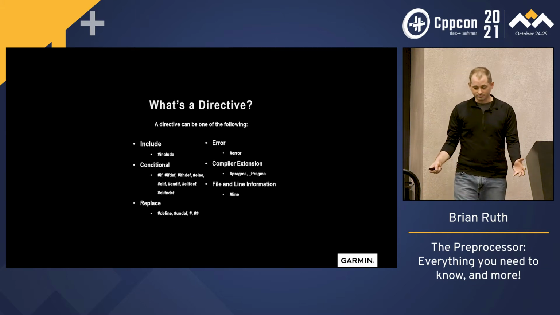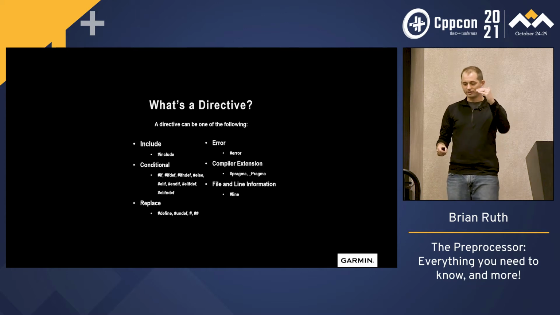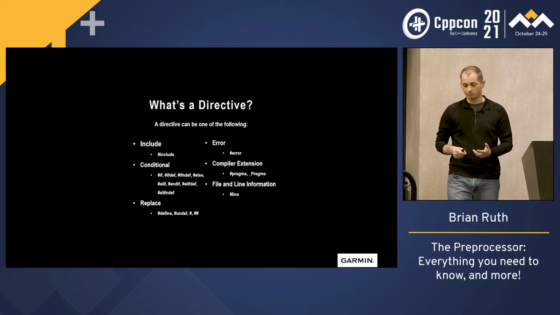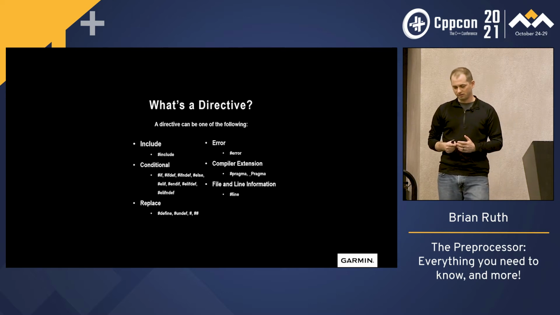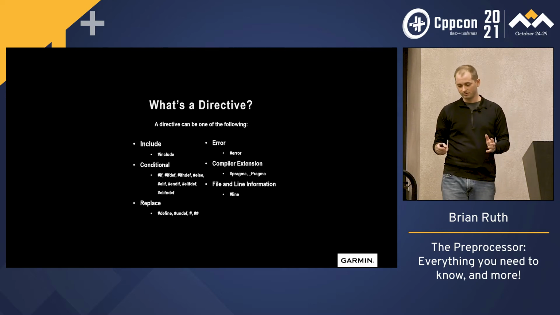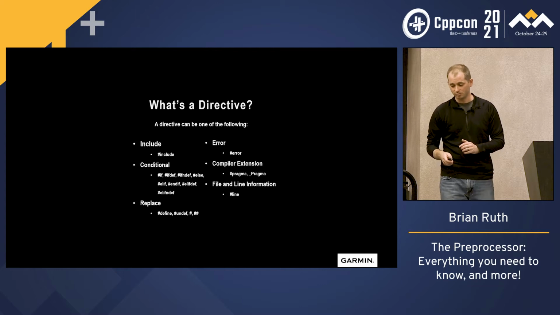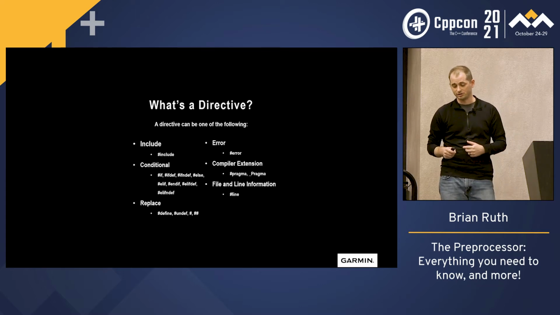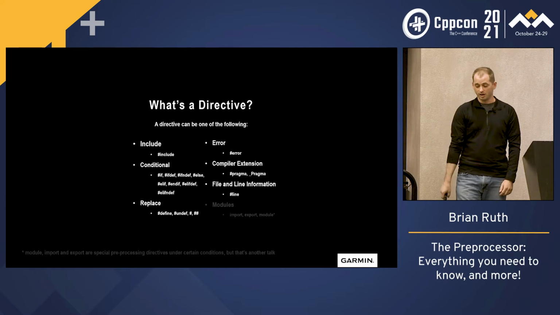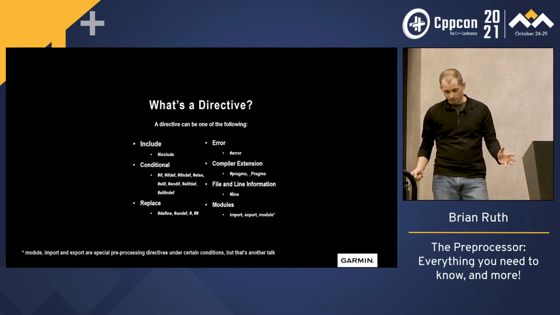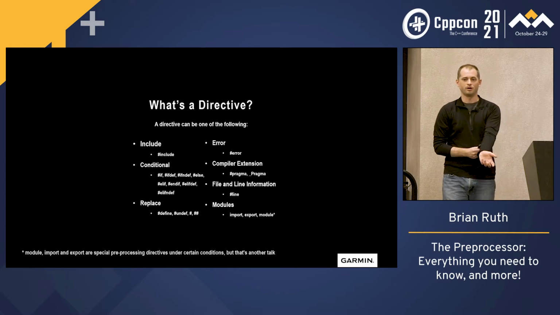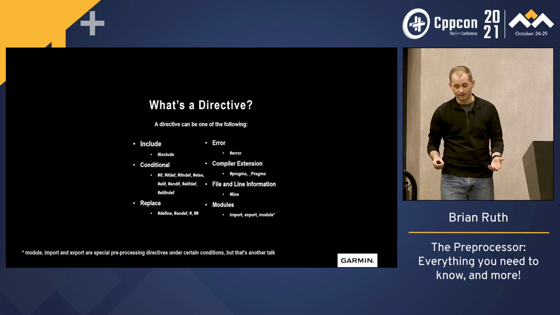So what is a directive? The directives are broken into these different categories, and we're going to go over them individually. This is, as far as I can tell, a pretty complete list of all of the current directives that are available: include, conditional, replace, error, compiler extensions, and file and line information. There is also modules. So in C++23, there is the ability to import the string header and stuff like that.